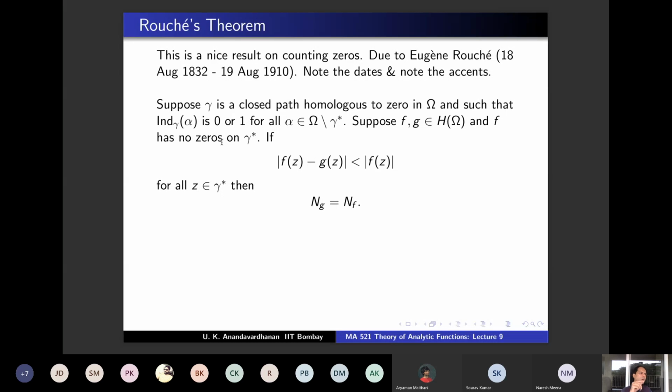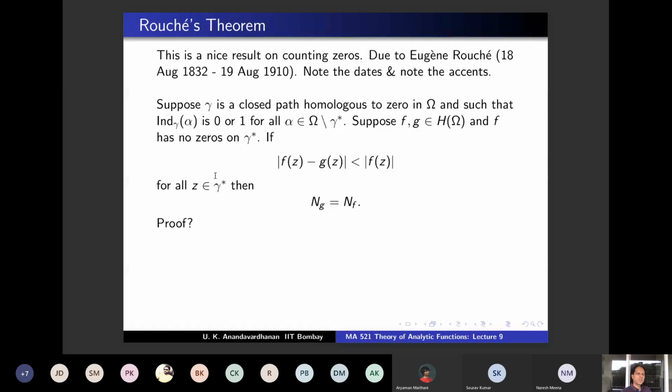So if you have in particular a simple closed curve and you want to count how many zeros f has inside that, suppose you can construct a nice function g with this property on gamma star, the strict inequality on gamma star, and g is so constructed that the number of zeros of g inside that gamma is obvious. Then you would have concluded something non-obvious about the number of zeros of f. This is how it will be used.